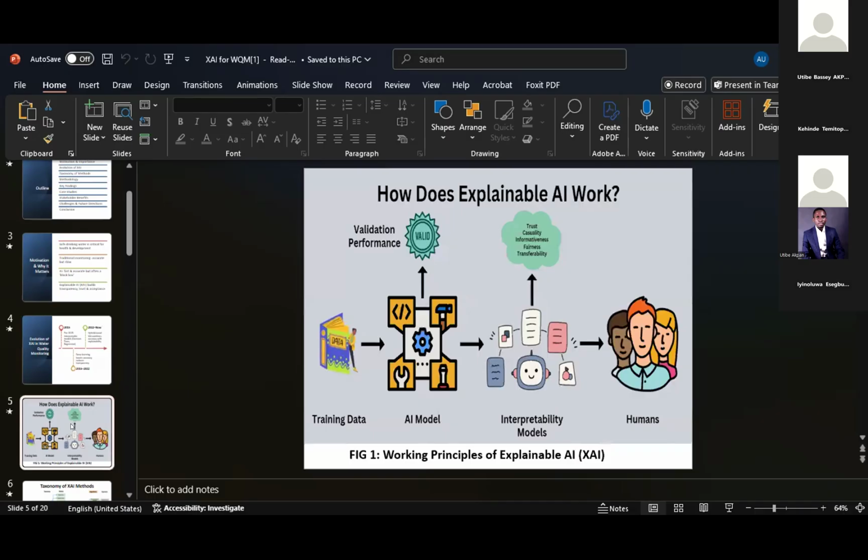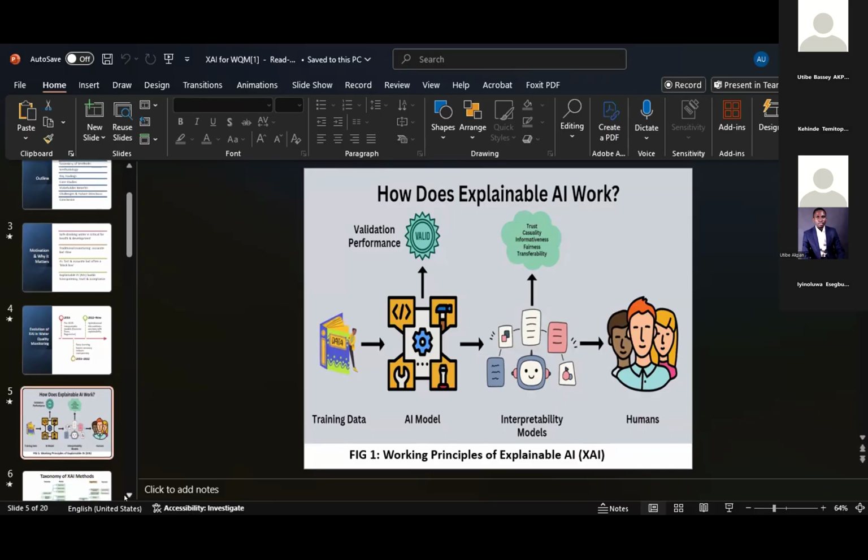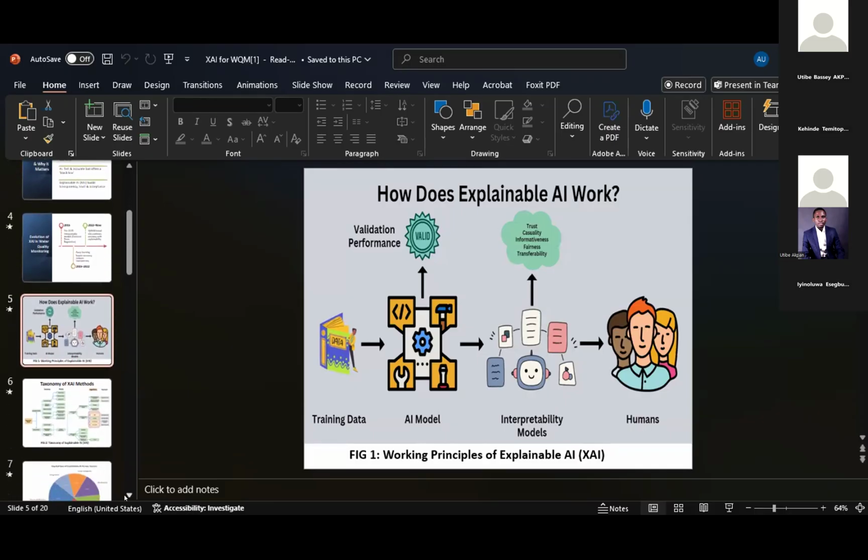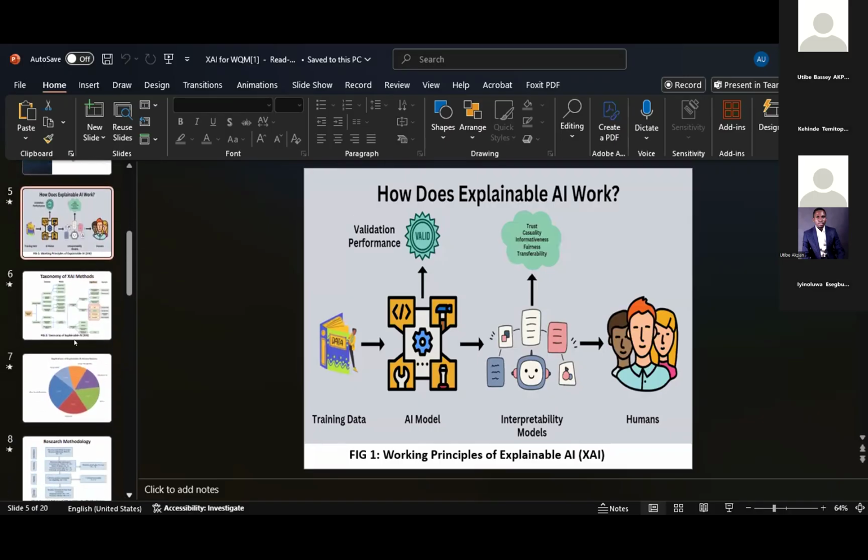Next slide, please. Yes, how does this explainable AI work? It works after we have collected data, processed it, trained, tested, deployed, and monitored our models. The explainable AI will now be included to explain the output of the AI models, and in that case, give everybody the opportunity to understand what is being done.